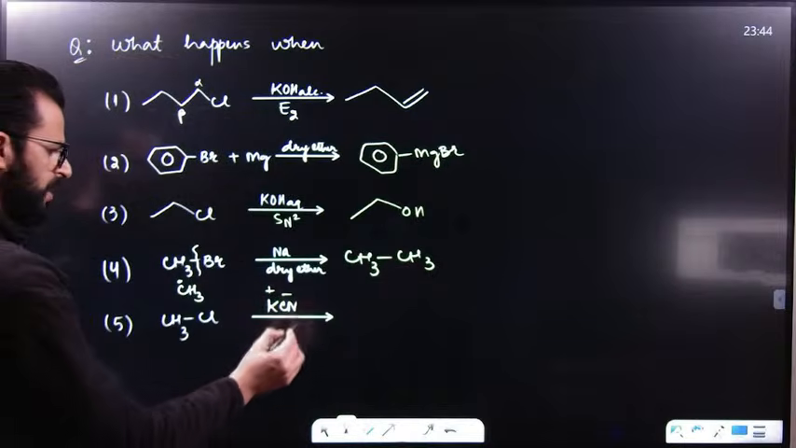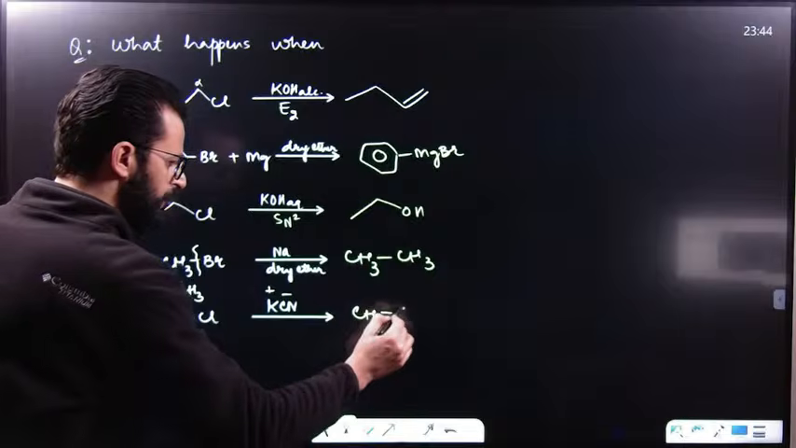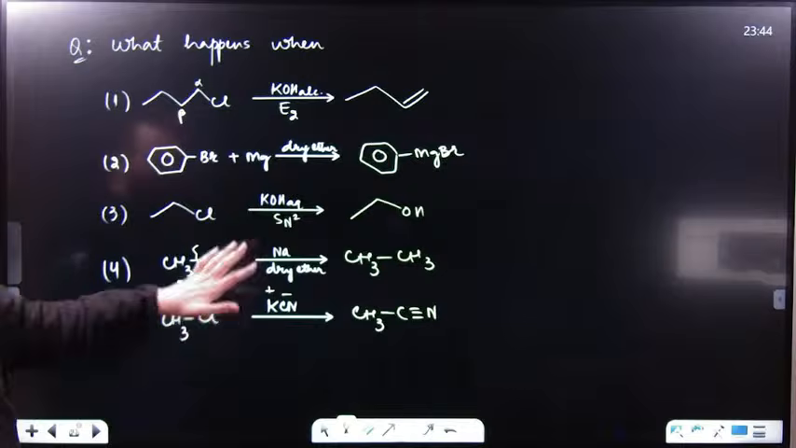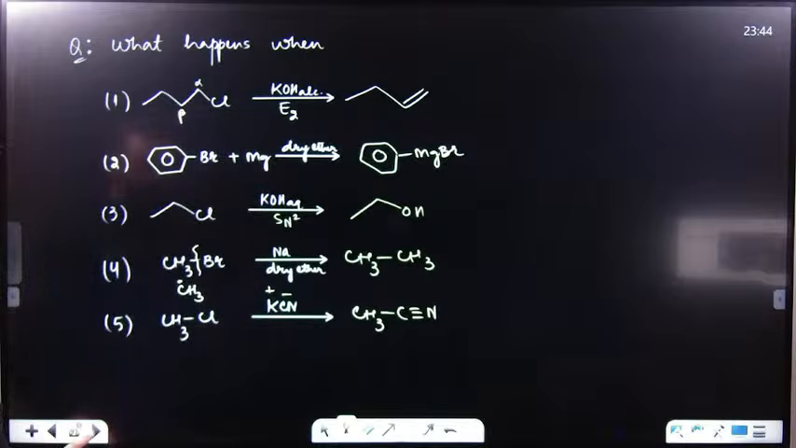KCN, K positive, CN minus. That means it's an ambidentate nucleophile. This will be the major product. Side product, I have not shown side products. I have shown only the major products over here.